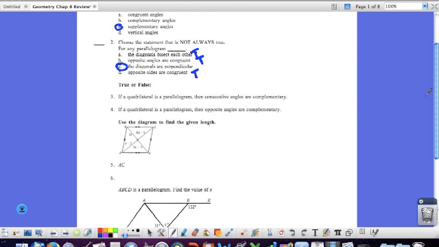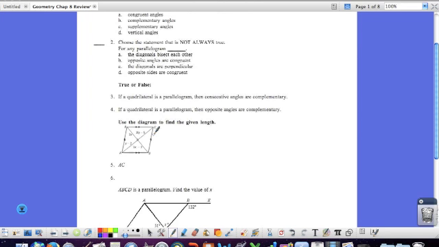Number 3, if a quadrilateral is a parallelogram, its consecutive angles are complementary. That is false. The consecutive angles are supplementary. So number 3 is false. Number 4, if a quadrilateral is a parallelogram, then its opposite angles are complementary. That is also false. If a quadrilateral is a parallelogram, then its opposite angles are congruent. Do not confuse congruent and complementary.